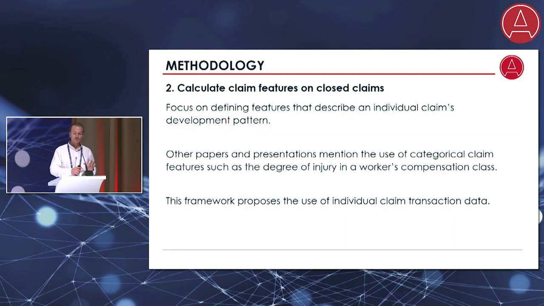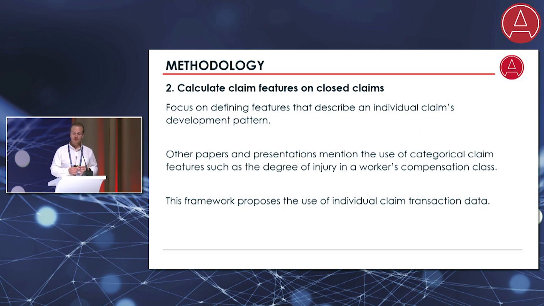So step two. Take these closed claims and calculate features. So now the key thing to aim for is to try and define features, not necessarily just claim size or the peril, like a categorical kind of variable, or the degree of injury. Not only use just normal characteristics, but try and describe characteristics which actually describe a claim's development pattern.